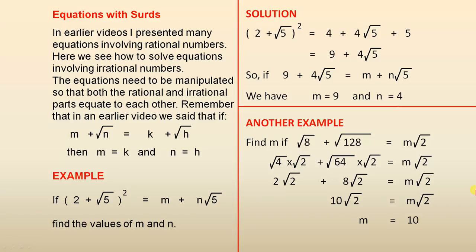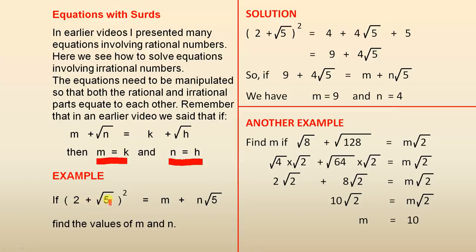Remember that in an earlier video we said that if m plus the square root of n equals k plus the square root of h, then m was equal to k and n was equal to h. So if we follow those principles, let's look at this example.